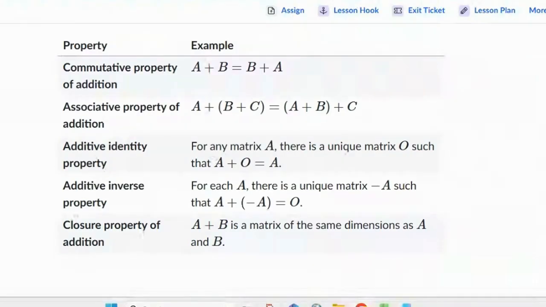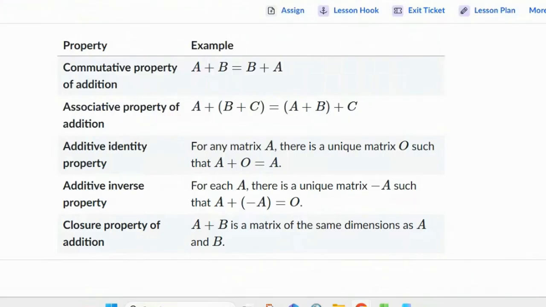Okay, the additive identity property. Now, you probably haven't heard the names of these properties in a long time, if you've ever heard. The additive identity property says for any matrix A, there's a unique matrix 0 so that A plus 0 equals A. It says 7 plus 0 equals 7. So in matrices, it means if I add a zero matrix to a matrix, it just equals what it started with, the matrix.